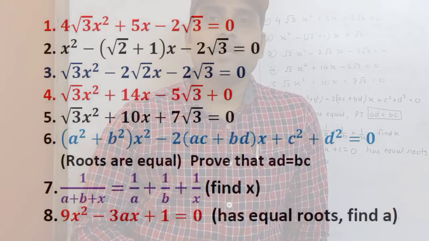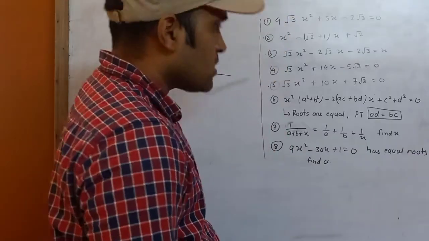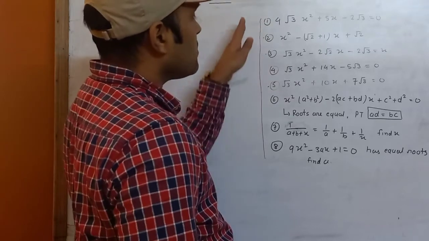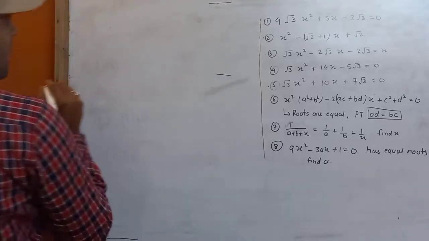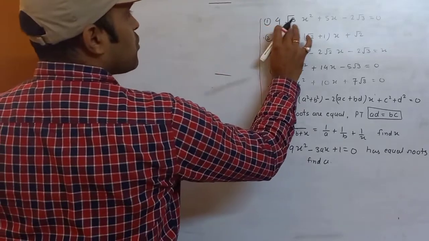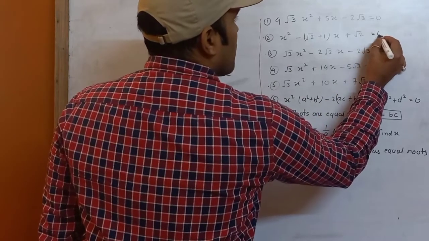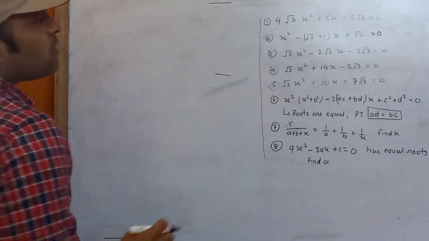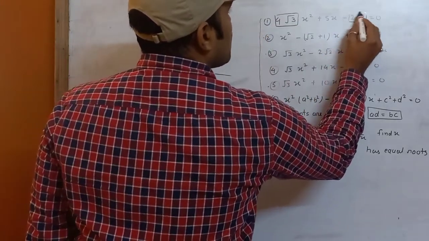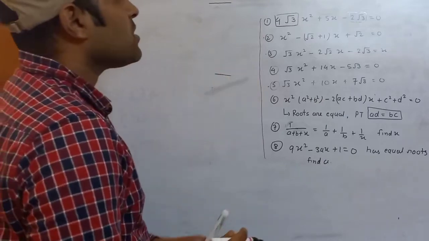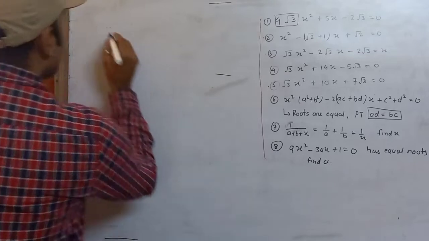Hello everyone, today we will discuss some extra questions related to the quadratic equation. These are previous year questions which are very important. I will start with the first question, which is 4 root 3 x square 5x minus 2 root 3 is equal to 0. Many students have problems with this, whenever there is a root in the quadratic equation they face some problems. Today we will try to solve that problem.